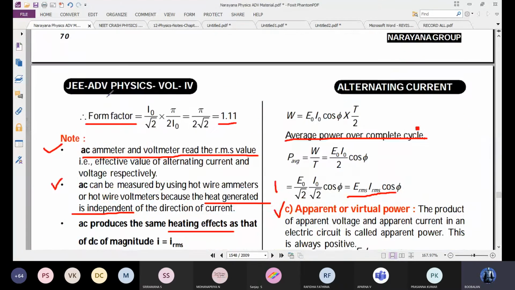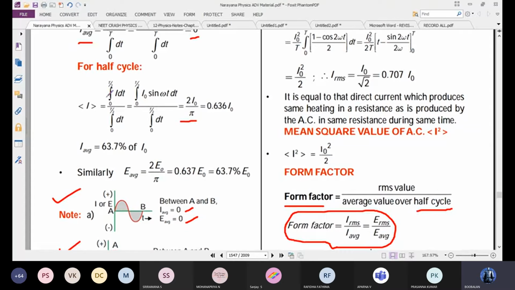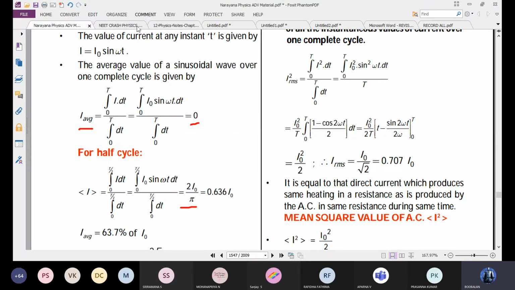Okay. So up to that you get an idea about the AC, the complete AC voltage and the AC current and that sign also.